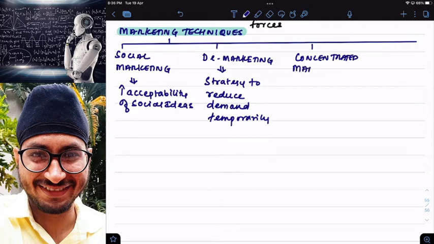Concentrated marketing. Clear? Now what is concentrated marketing? It is nothing but targeting a particular set of customers. Let us say, for example, we can also say it's like a focus strategy. Like Ferrari car, Rado watches, Gucci bags. They are not targeted towards everyone. They are targeted only towards rich and super rich people, right? That is called concentrated marketing. Then we have synchro marketing.